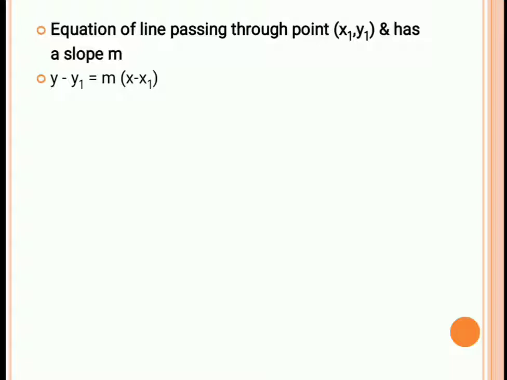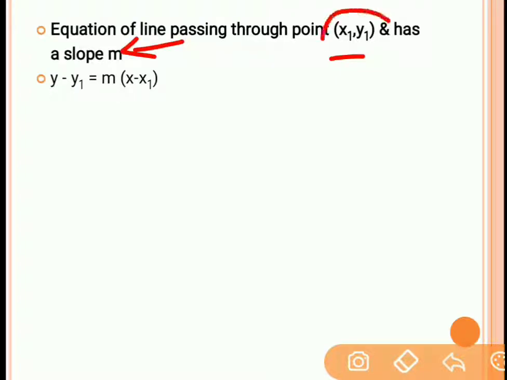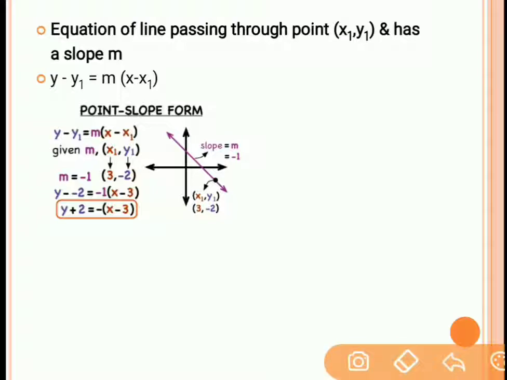Equation of line passing through a point (x1, y1) and has slope m. If you have been given a point and the slope, and you want to find the equation of the line, then you have to follow the formula y - y1 = m(x - x1). Consider the point and slope form. In this case, slope is given as -1 and the point is given as (3, -2).